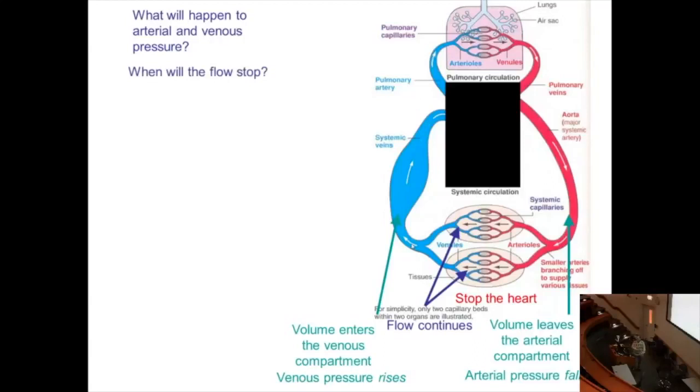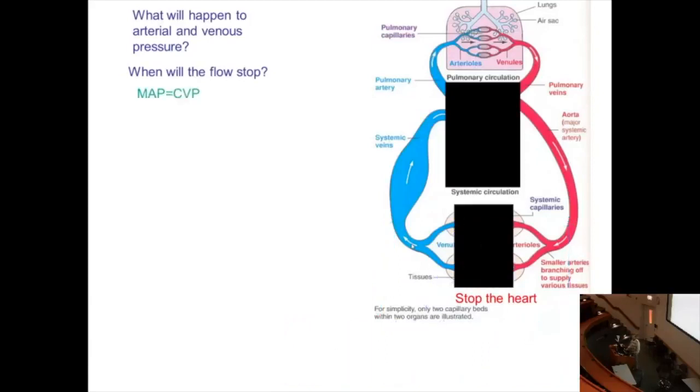The flow stops when the pressure gradient disappears, when the venous pressure rises and the arterial pressure falls until they're equal, okay? So that sounds like a fairly simple thing. You start at 100 on the right side. On the arterial side, you drop to about 50 and you're done, right? No, no, no. That is not true.